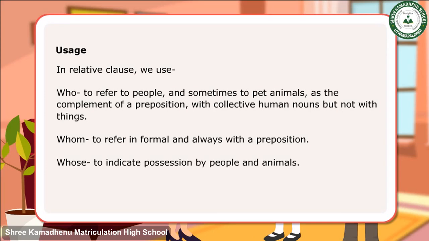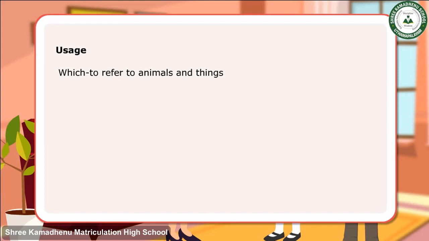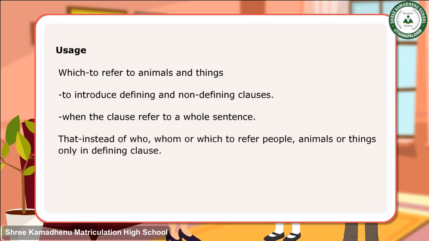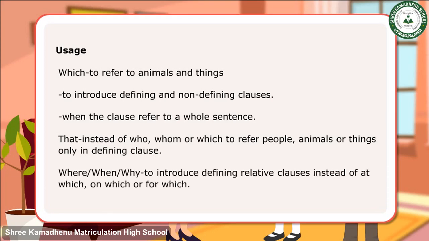Whose to indicate possession by people and animals, with the preposition before a relative pronoun. Which, to refer to animals and things, to introduce defining and non-defining clauses, when the clause refers to a whole sentence. That, instead of who, whom, or which to refer to people, animals or things only in defining clauses. Where, when, why to introduce defining relative clauses instead of at which, on which, or for which.